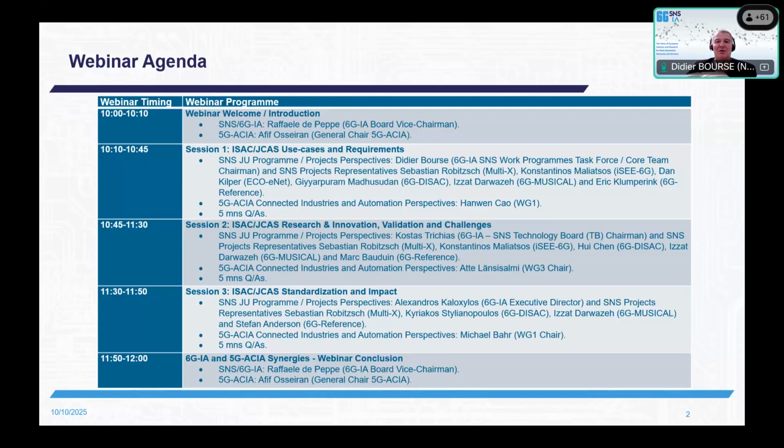I will chair the first session on use case and requirement, and we will have Hanwen from Working Group 1 in 5G-ACIA bring the ACIA perspective on use case and requirement. And you may know we have encouraged our SNS colleagues, if not already done before this webinar, to look at the very interesting white paper that was published by 5G-ACIA at the end of last year. Then a 5-minute Q&A. Don't hesitate to use the chat.